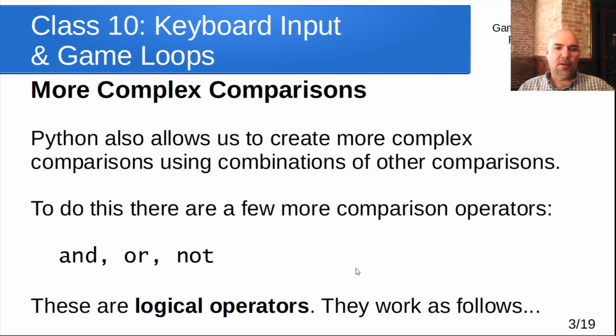Well, one of the things that I want to talk about briefly is there's the capability of doing more complex comparisons. In other words, Python allows us to create these comparisons that are basically created by combining other comparisons. And to do that, there are a few more operators that we're going to introduce today, and those are and, or, and not. And those are called logical operators. In other words, we could say, okay, what things can make the game be over? The game can end if you win, or the game could end if you die. So those are two possibilities.